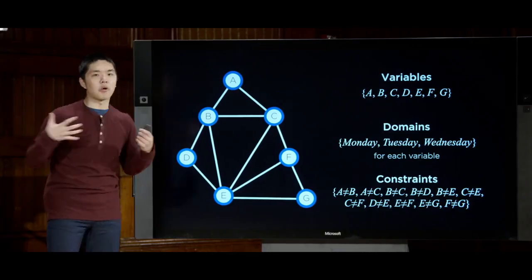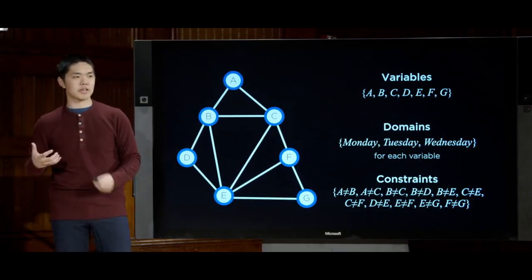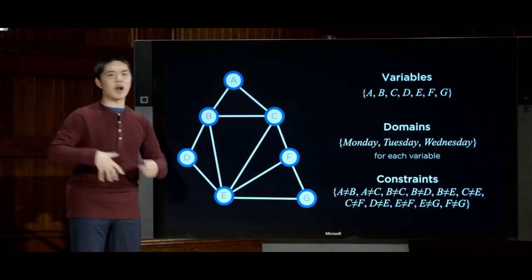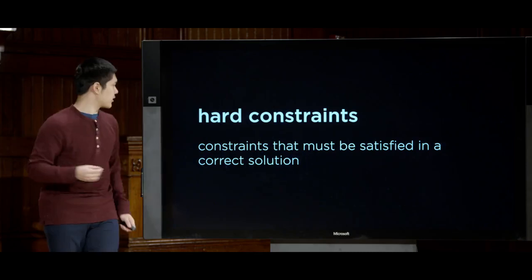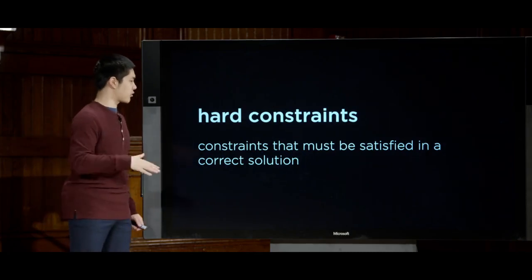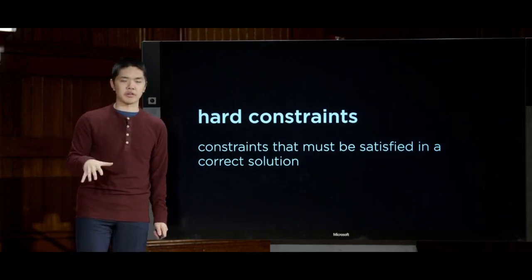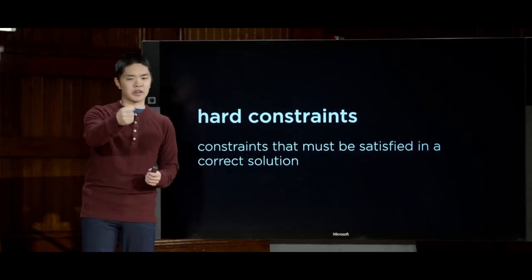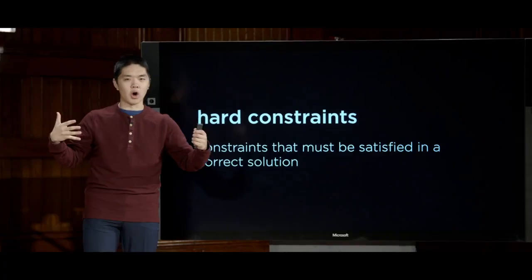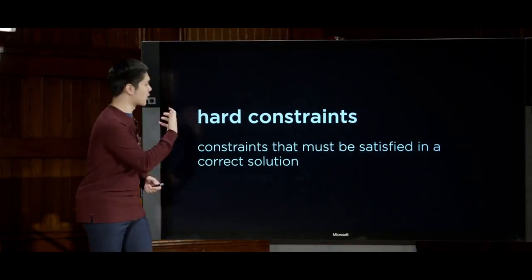So that then is this formulation of a constraint satisfaction problem that we can begin to use to try and solve this problem. And constraints can come in a number of different forms. There are hard constraints, which are constraints that must be satisfied for a correct solution. So something like in the Sudoku puzzle, you cannot have this cell and this cell that are in the same row take on the same value. That is a hard constraint.